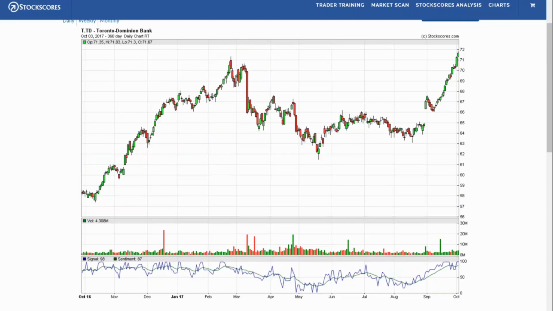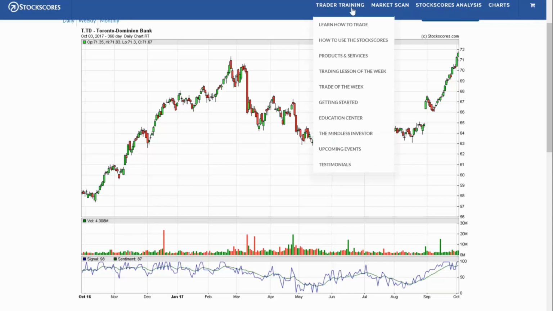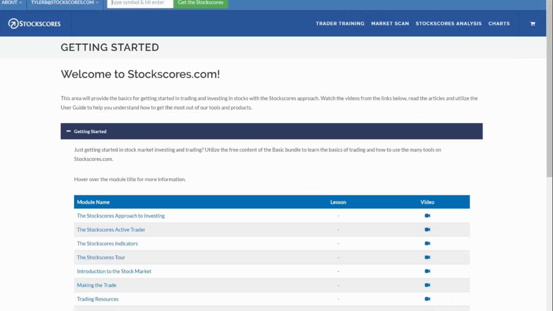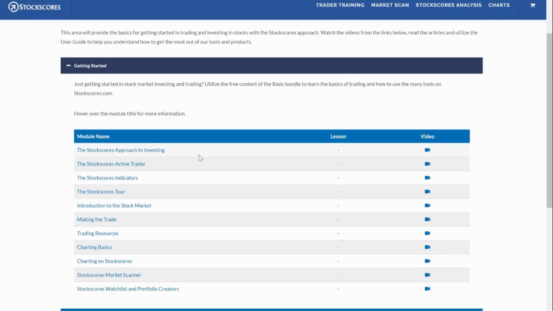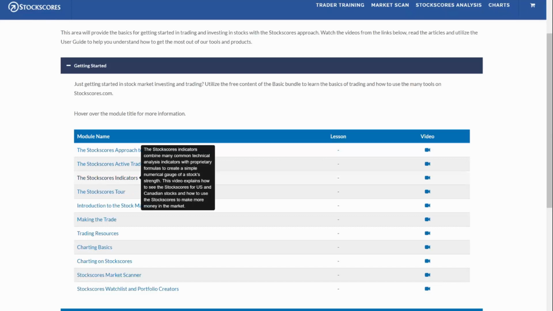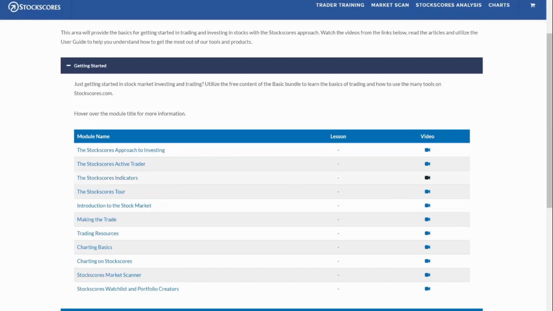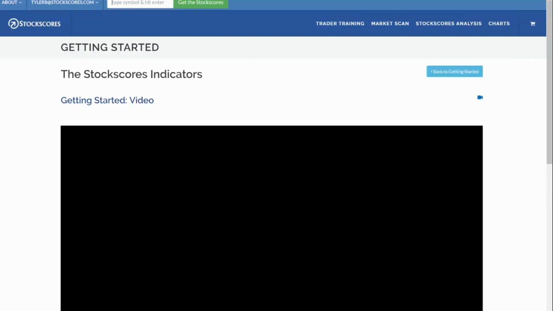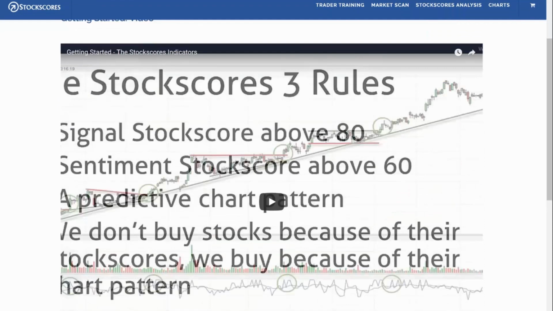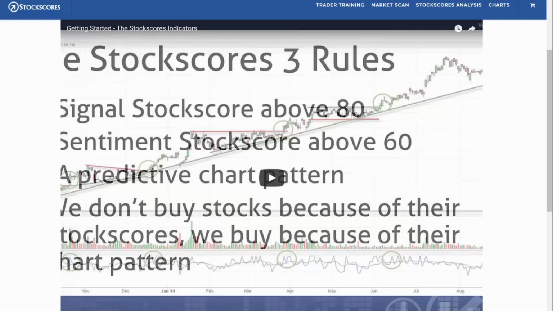And there's actually 3 rules that revolve around those stock scores indicators. And if you want to know exactly how they work, go into the trader training area, go to getting started, and then select the video on the stock scores indicators right here. So if I click on this, I can watch a video that explains the stock scores 3 rules. And you can see it here.